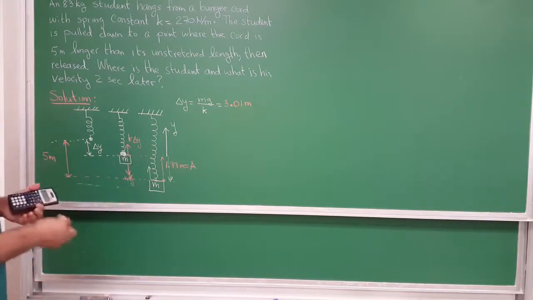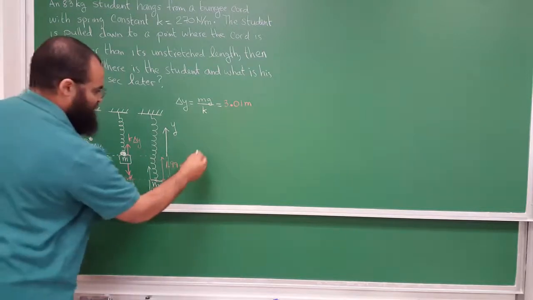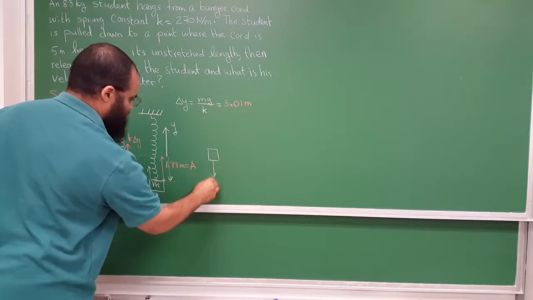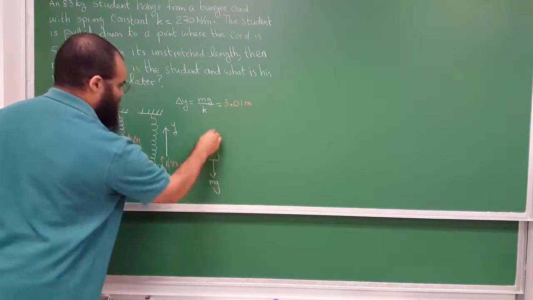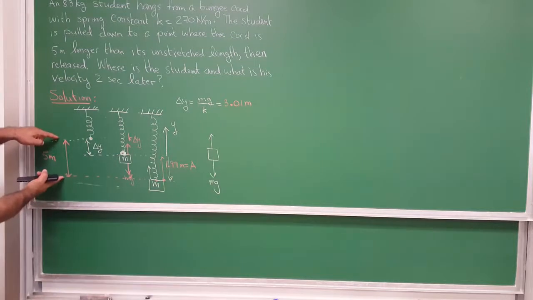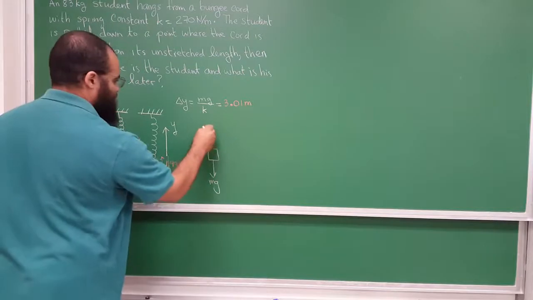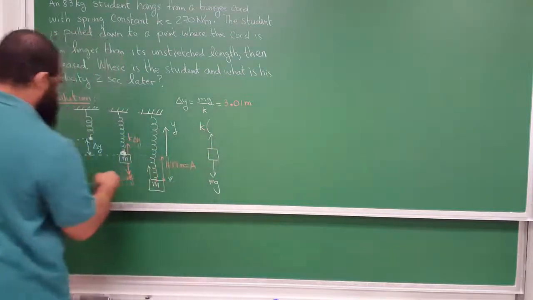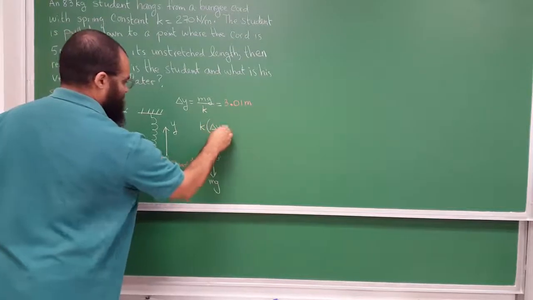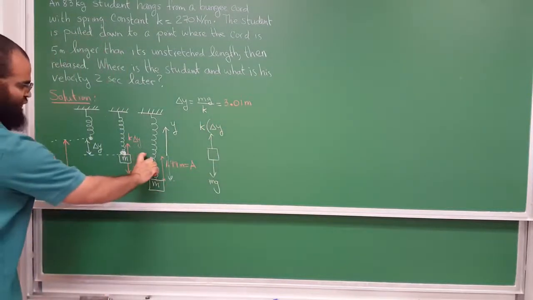So you would have two forces at the bottom here. I'm just doing it again. At the bottom there, you have two forces. You have the mg downward, and then upward you have the force of the spring, which is equal to k times this distance. And that distance is delta y, and then plus the absolute value of y.